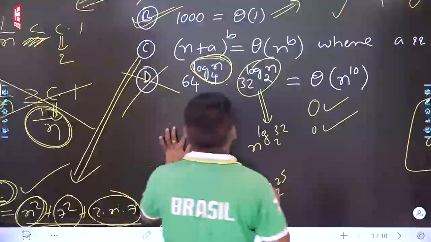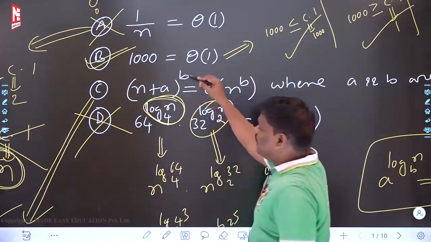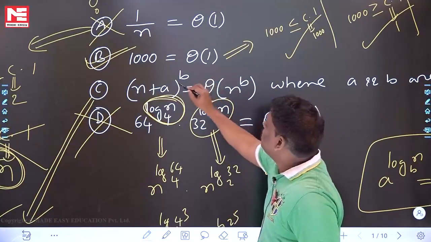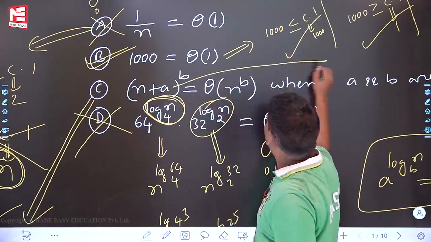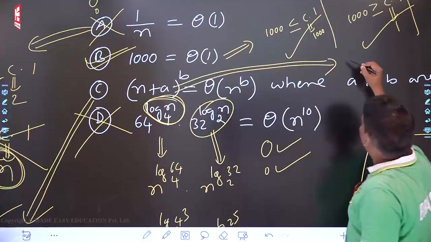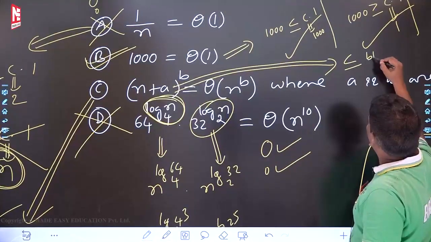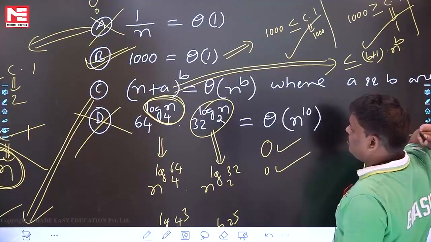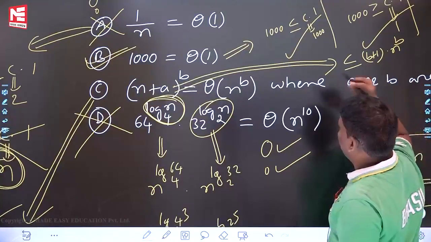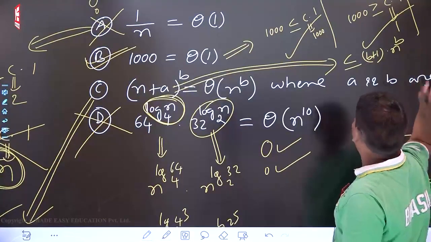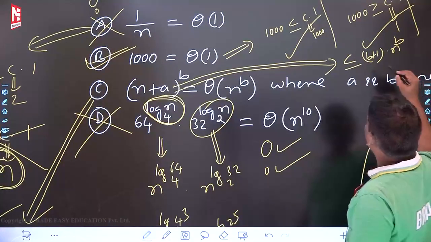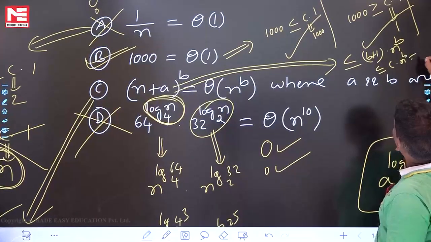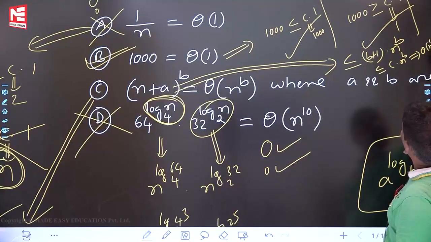Now come to your problem. (n plus a) whole power b. Can you see how many terms will be there? b plus 1 terms will be there, right? This can be written as less than or equal to (b plus 1) into, what is the answer? n power b. (b plus 1) into n power b. This b plus 1 is a constant. This can be written as c into n power b, which goes to theta of n power b.